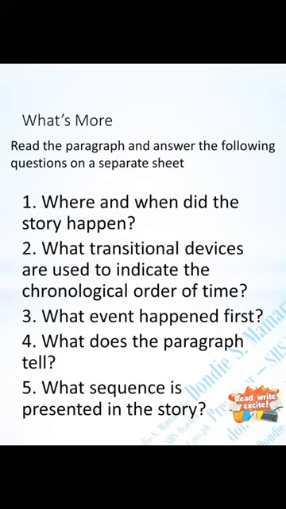1. Where and when did the story happen? 2. What transitional devices are used to indicate the chronological order of time? 3. What event happened first? 4. What does the paragraph tell? 5. What sequence is presented in the story?